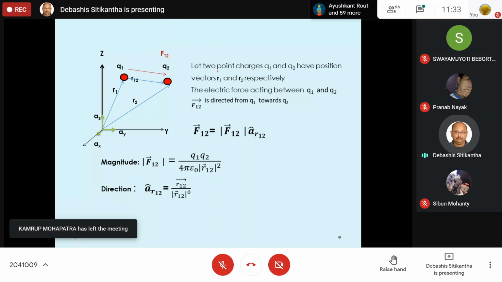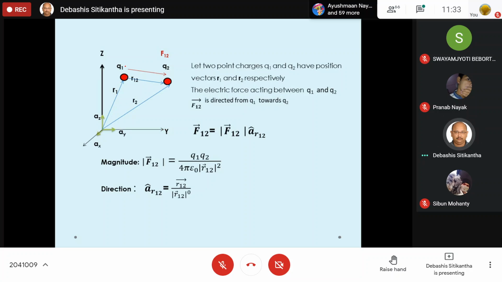Okay. So here it is written, let... Here I have shown the coordinate axes. There are two charges Q1 and Q2 which are present in the space, and instead of giving the location in terms of coordinate points, I have given the position by means of the position vector R1. Similarly, for Q2, the position vector is R2. In place of rectangular coordinate points, I have depicted the location in terms of these position vectors R2 and R1.